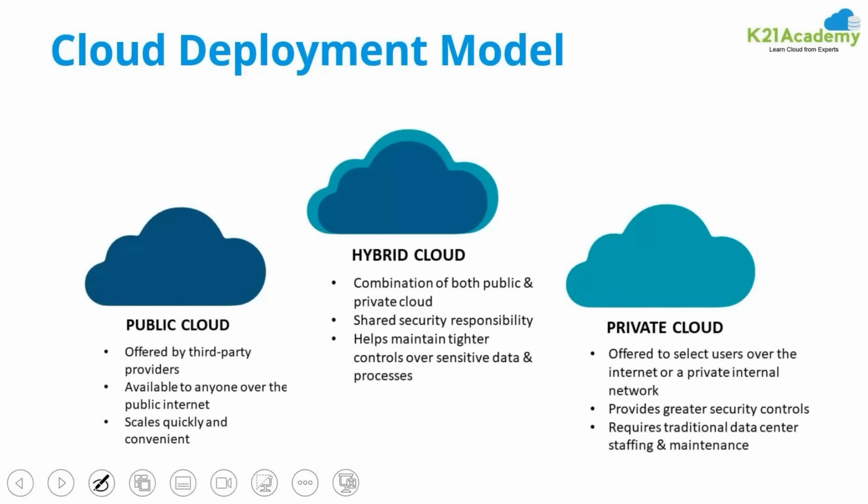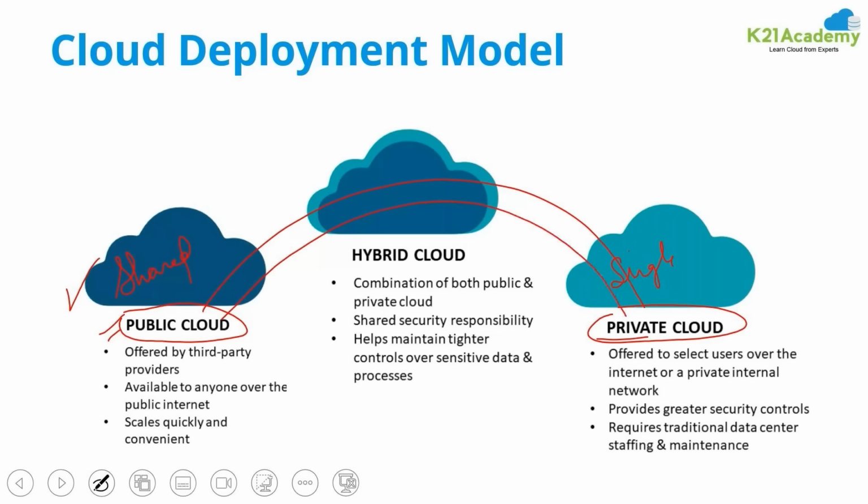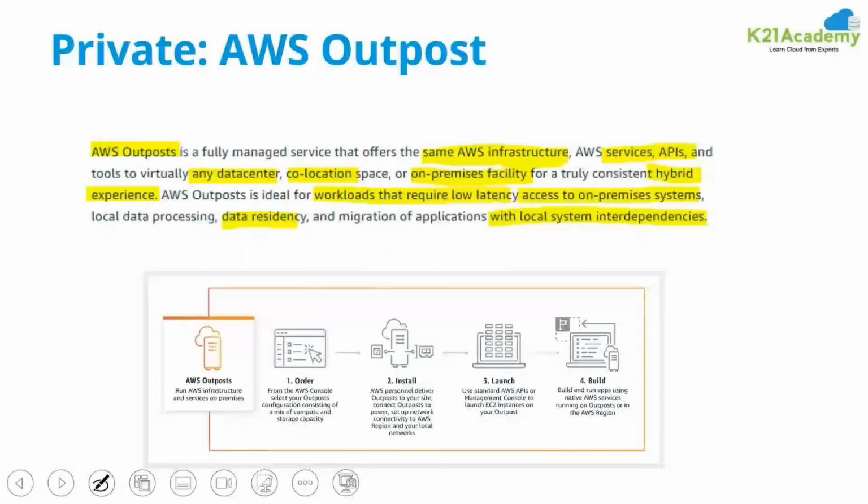Public, private, and hybrid. If the whole data center is for a single customer, then it is private cloud. If it is being shared by multiple customers, it is public cloud. If your company has created infrastructure in such a way that some of it is in the public cloud, some is in the private cloud, and there is a bridge created between both clouds, then you call it a hybrid one. Okay.